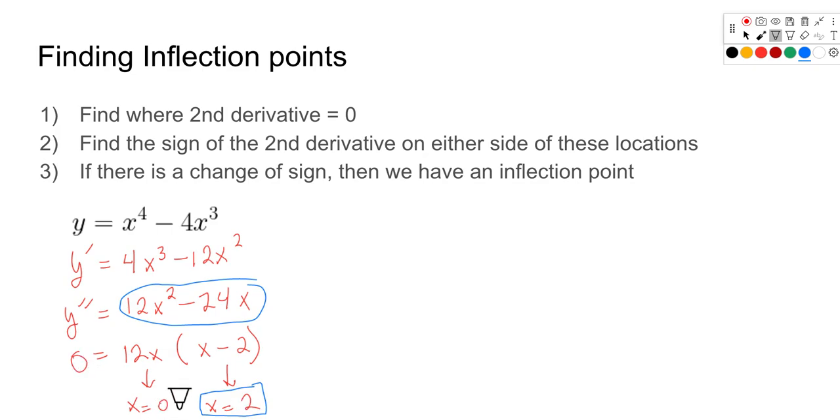Actually, I want to be a little easy on myself today, so I'm going to take x equals 0. I'm going to look at -1 and +1, both to the left and the right. We're going to see what happens, okay?